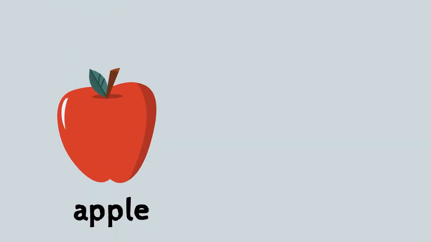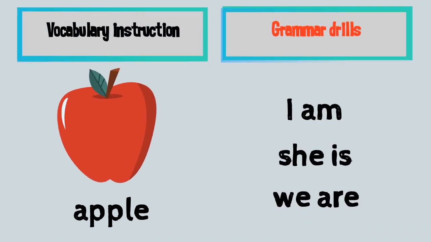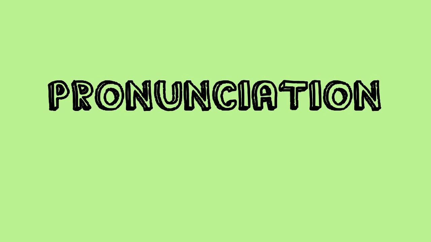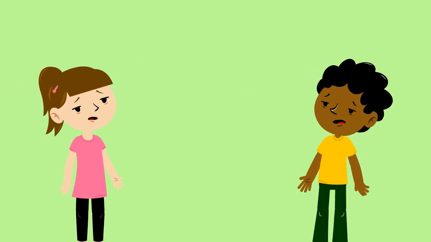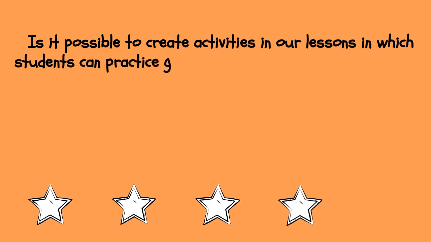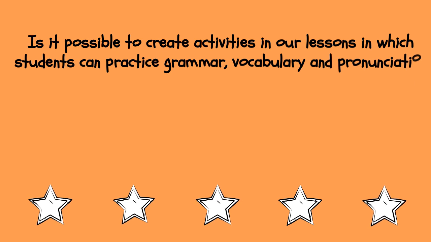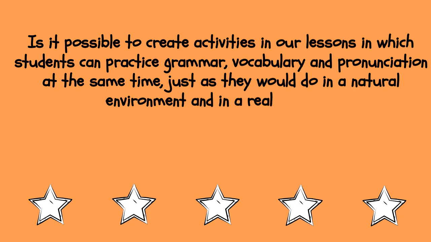Have you ever noticed that a high number of activities in our lessons tend to focus on either vocabulary instruction or on grammar drills? Even worse, we tend to neglect pronunciation in our lessons because we think it might not be important enough for our students. So the question is: is it possible to create activities in our lessons in which students can practice grammar, vocabulary, and pronunciation at the same time, just as they would do in a natural environment and in a real context?